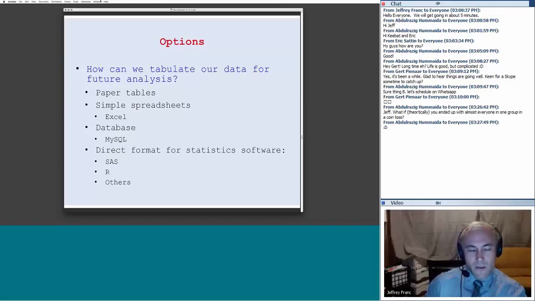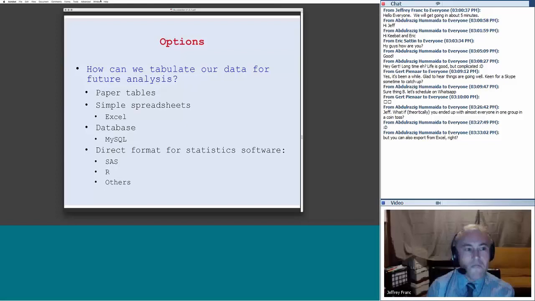SAS and R, which are the two most popular statistics software for statisticians, we can do that. And then there are others, like SPSS or Minitab, where you can directly input them. Again, I don't recommend that. The statistics software is really made for analysis. It's not really made for data collection. So that's not your best way.